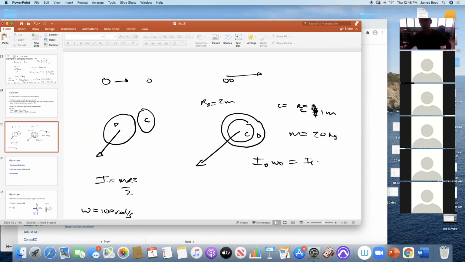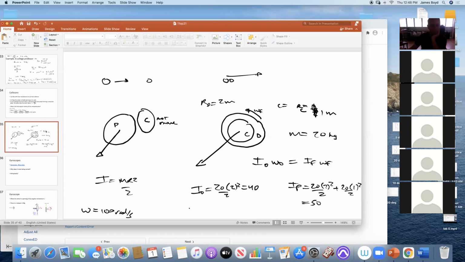So I initial omega initial is equal to I final omega final. And we want to know what omega final is. So I initial is just I of the drive plate, because C is not moving initially. And then these guys are rotating with omega final. So I initial would just be 20 times 2 squared over 2, which is 40. I final would be the two of them together. So it'd be 20 times 2 squared plus 20 times 1 squared. So this would be 40 plus 10, so this would be 50. And so we get omega final would be I initial omega initial over I final, which would be 40 over 50 times 100, which is 80 rad per second.